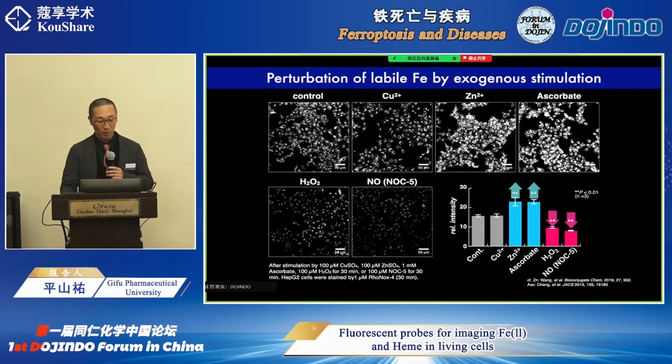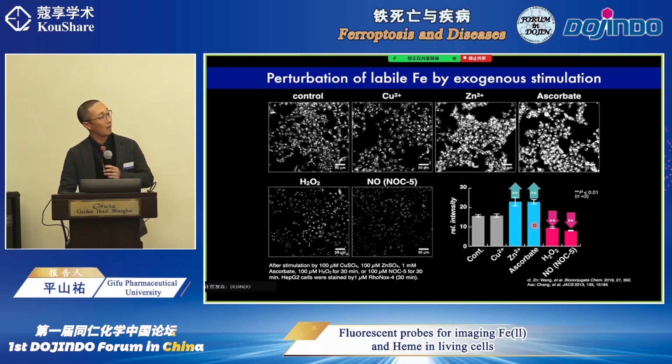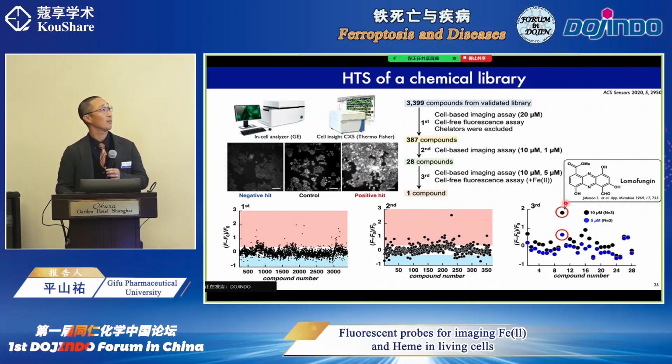And we applied this probe to monitor the labile iron status under several artificial stimulations. Copper did not affect the labile iron status, but zinc and ascorbate upregulated Fe2+, and hydrogen peroxide and nitric oxide downregulated the Fe2+, which are easily visualized by RONOX4. Encouraged by these results, we established a new high-throughput screening system by using RONOX4, and 3,400 compounds were screened by a high-content screening system with a 96-well plate platform.